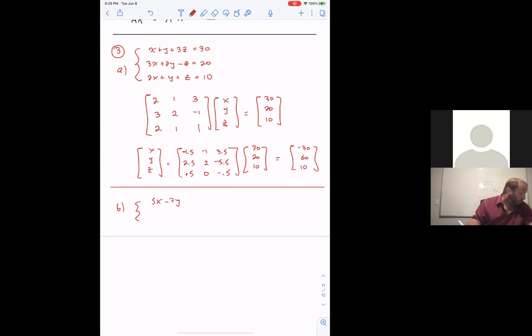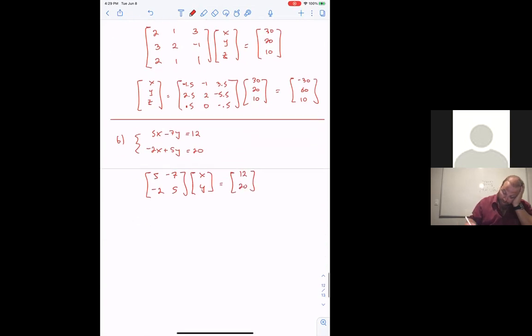B, we have the system 5x minus 7y is equal to 12. Negative 2x plus 5y is equal to 20. This is a 2 by 2, so I'm going to do this one by hand. First, we have 5, negative 7, negative 2, 5, times my unknown x and y equals my values 12 and 20. So what is my unknown x and y?